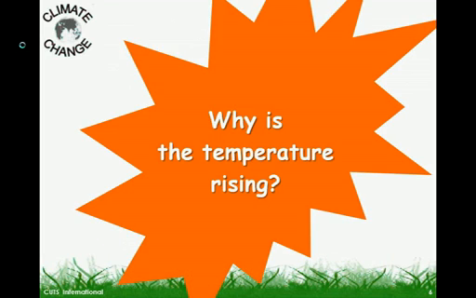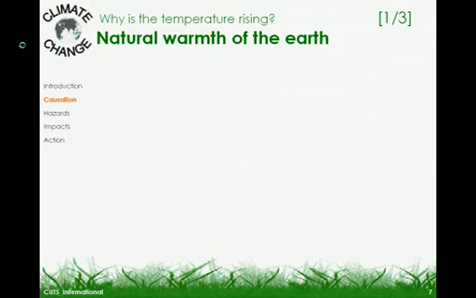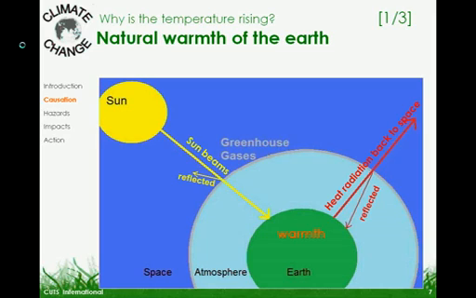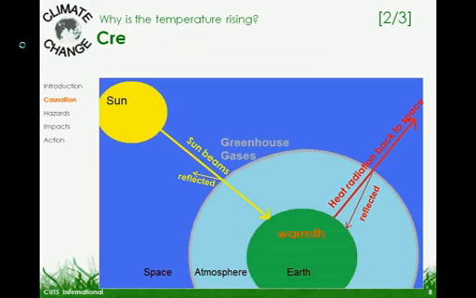Why is the temperature rising? Natural warmth of the Earth. In this picture we see the space, the Sun and the Earth, the atmosphere of the Earth with its greenhouse gas belt. The Sun is shining, sunbeams enter the atmosphere. Some of the beams are reflected. This warms the Earth. The heat is radiated back into space. Some of the radiation is reflected back to Earth.